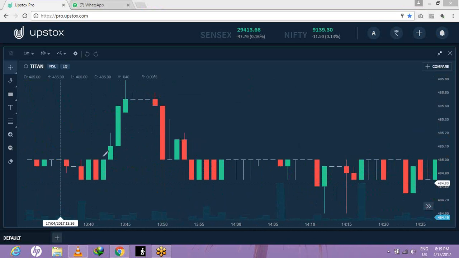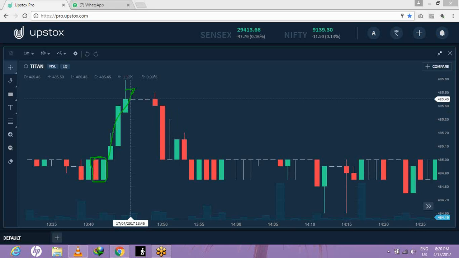See here again, as I have told you, these twins, same shape, same size. What I have told is, if you see the green candle on the right, just enter for a buy call. If you see a red candle on the right, just enter for a sell call. If you took the buy call, you got a profit from here to here. Here it was around 485, and you could have booked a profit up to around 485.50. It is only 50 paisa profit, doesn't matter.